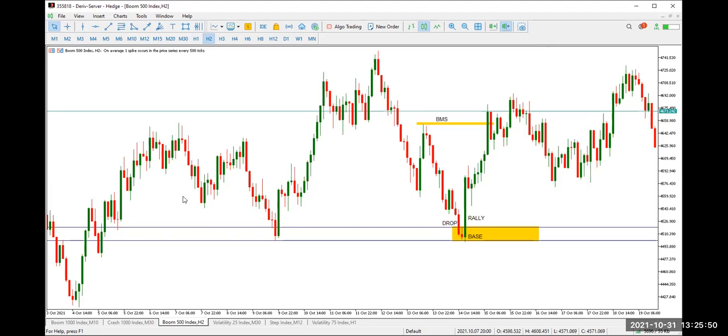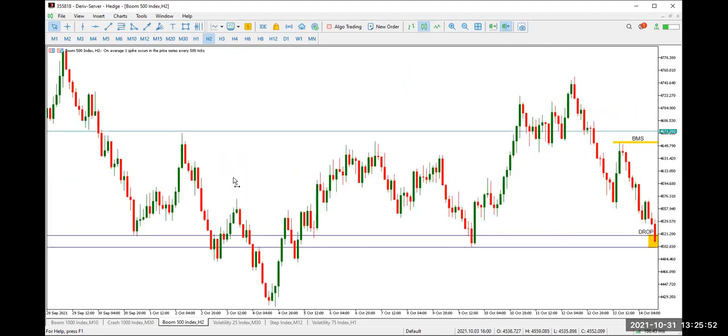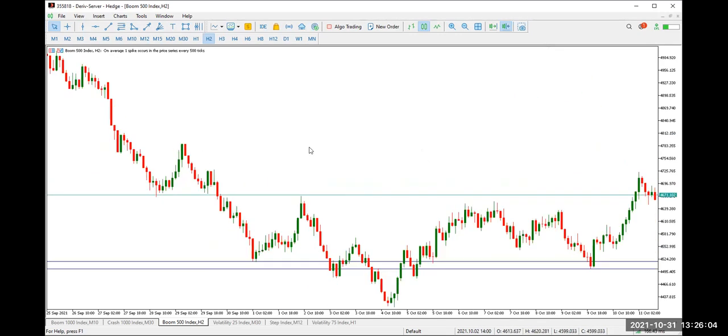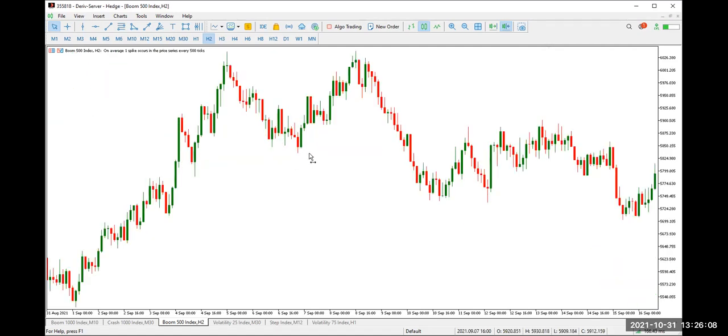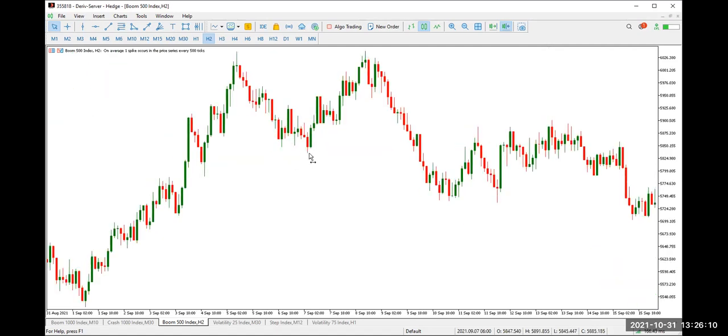So let's look for another one again. Here is supposed to be a demand zone, but it's not a strong demand zone. It's a demand zone, but it's not a strong one, so we can't use that place. Let's go back and see if we can get another one.